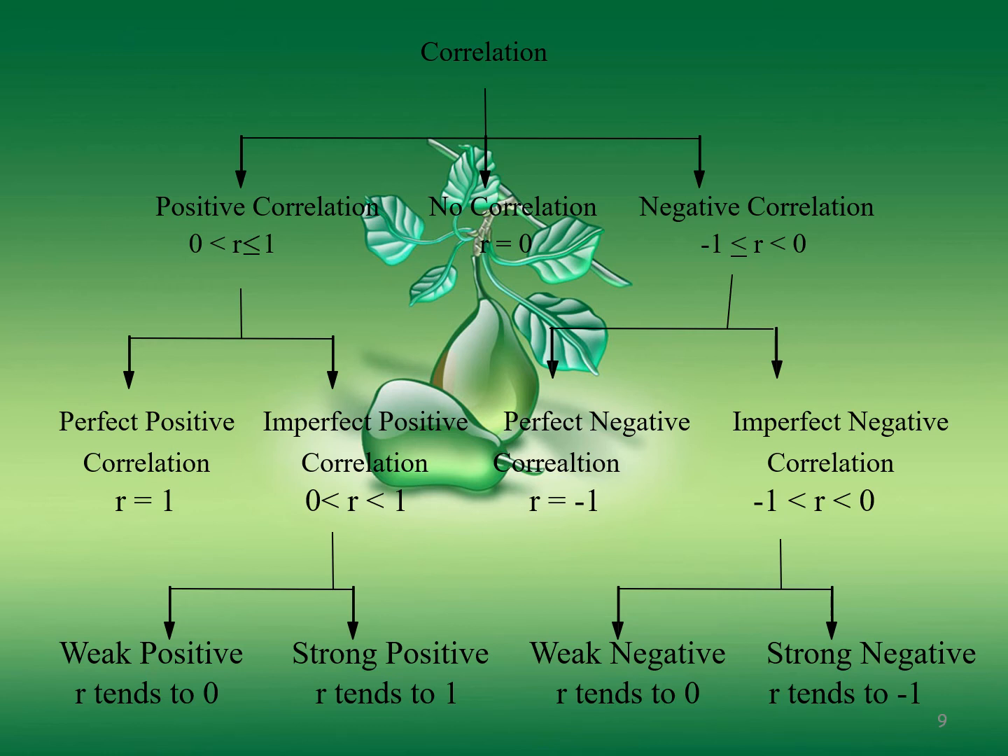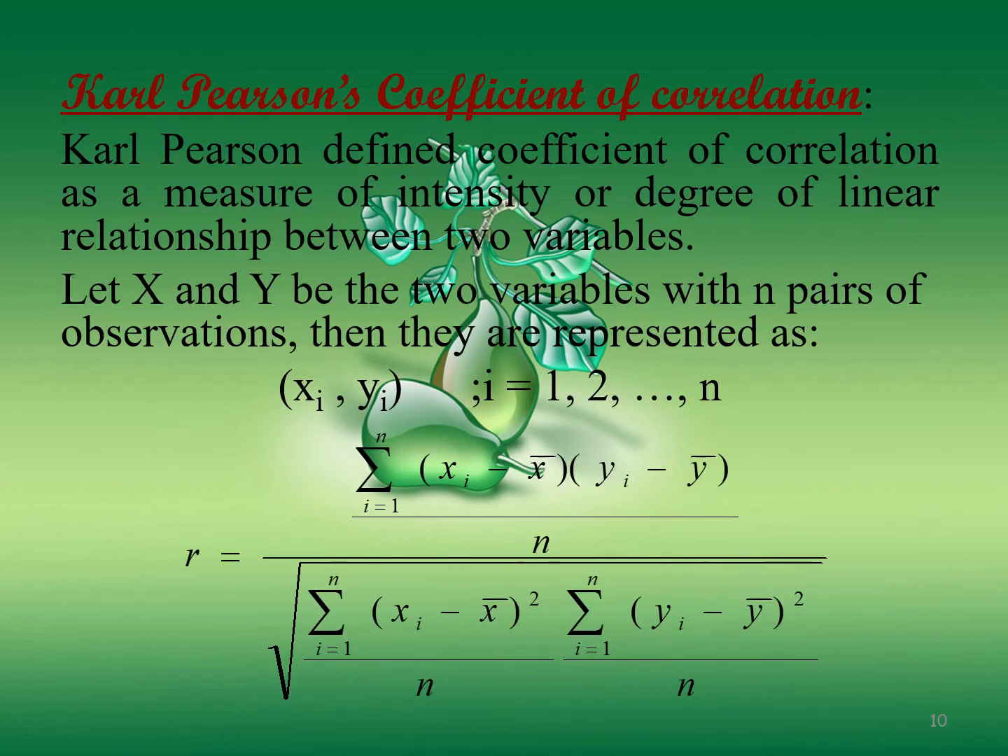Now this value of R lying between 0 and 1 or -1 and 0, if it tends towards 0, shows a weak correlation in positive or negative direction. If the value of R tends to 1, it is said to have strong positive correlation, and if it tends to -1, the two variables are said to have strong negative correlation.